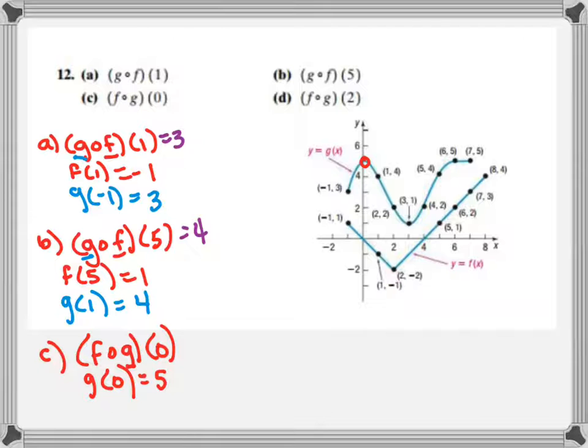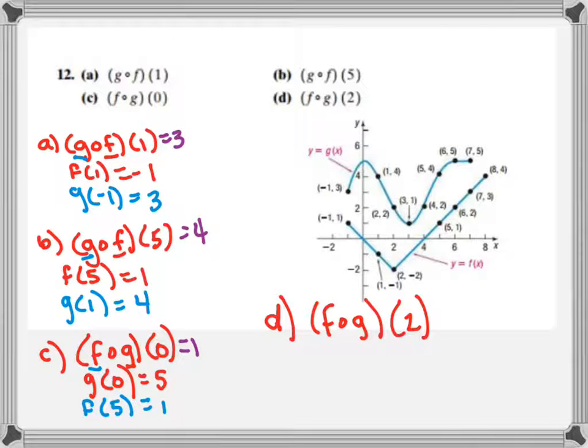That 5 will get fed into the f function, so we will find f of 5. On the f function, find the point where x is 5, and at that point, y is equal to 1. So f of g of 0 is 1.